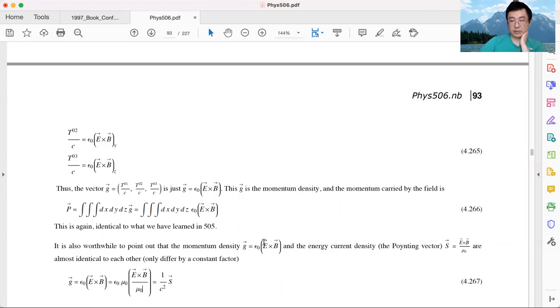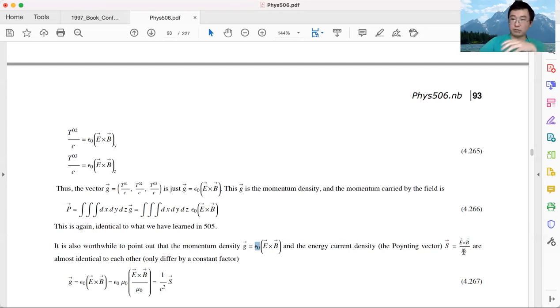The reason is very simple. Both of them are E cross B. The only difference is they have slightly different coefficients. One of them has epsilon zero as coefficient. The other one has 1 over mu zero as coefficient.